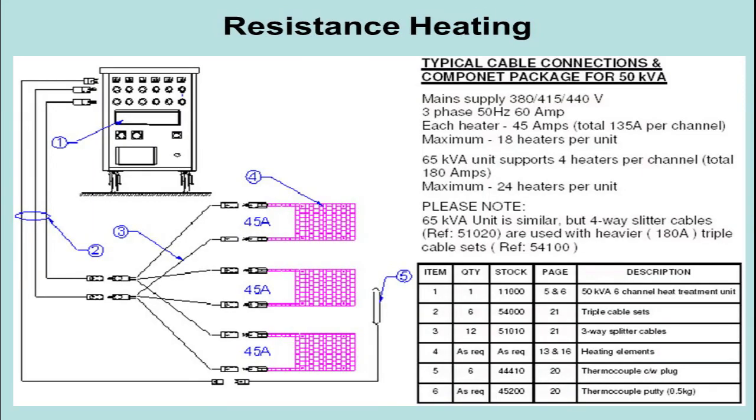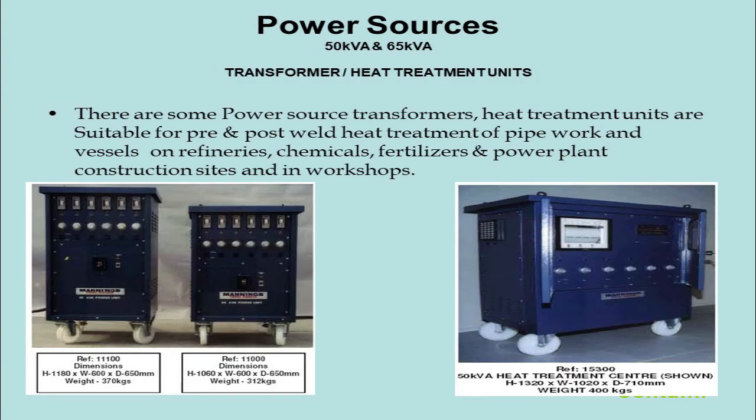This is the single line diagram to understand the cable connection and its component package for a 50 kV power source. Power sources: 50 kV and 65 kV. Transformer / heat treatment units. There are some power source transformers. Heat treatment units are suitable for pre- and post-weld heat treatment of pipework and vessels on refineries, chemicals, fertilizers and power plant construction sites, and in workshops.